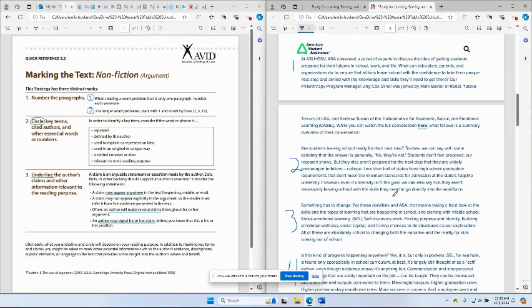I am wanting you to read today for understanding of how to mark the text, but also why you need some of the skills that you are working on developing here. So it says the ASU and GSV ASA convened a panel of experts to discuss the ideas of getting students prepared for their futures in school, work, and life.